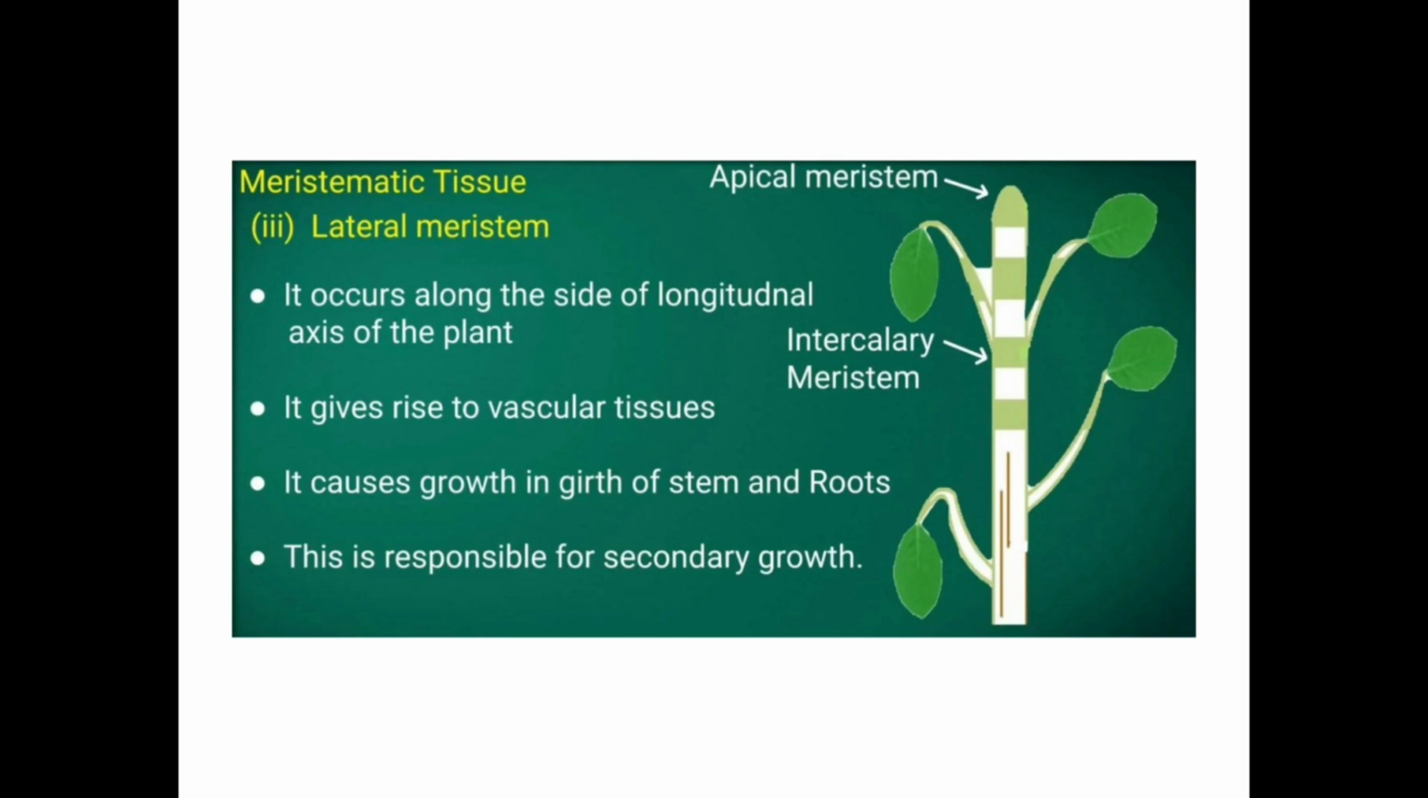The next one is lateral meristem. First we studied apical meristem, then intercalary meristem, which helps the longitudinal growth. Now we are going to discuss lateral meristem. So what is lateral meristem? It occurs along the side of the longitudinal axis of the plant. It gives rise to vascular tissues.